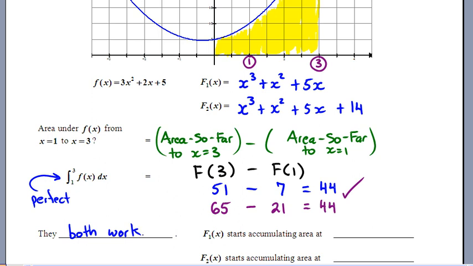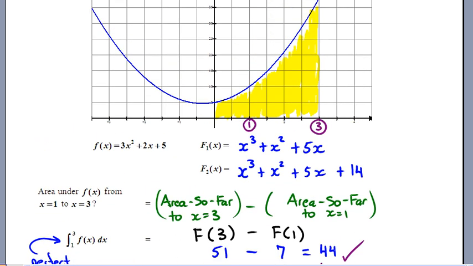The only difference is where they start. That one that doesn't have the 14 added on actually started accumulating area at 0, so it's actually the picture in yellow. That F2, the one with the 14 added on, I added 14 deliberately because it actually is a machine that starts accumulating area at -2. So it's basically doing this.